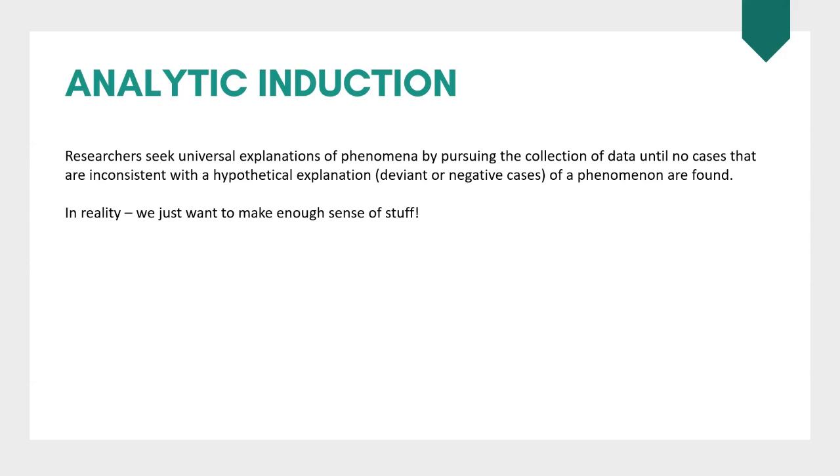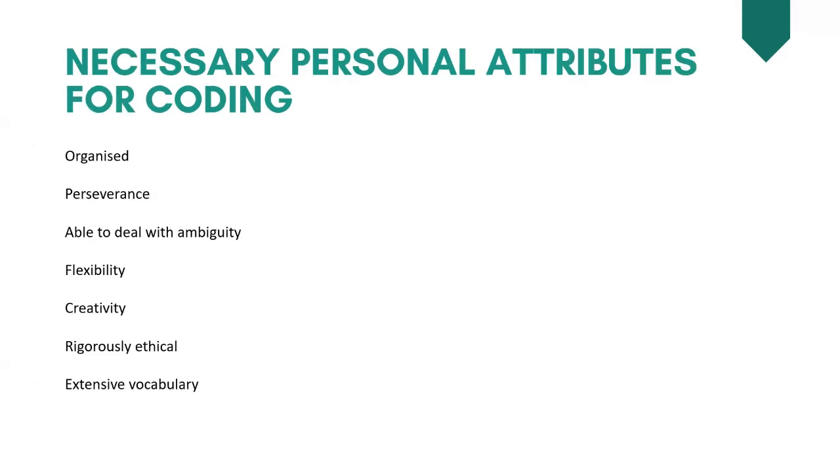In reality, as researchers, we simply want to make enough sense of the stuff that we have in front of us. We've collected data. We've got a whole variety. We've got screeds and screeds of pages of people's comments or our own notes or whatever. What we need to be able to do is work out how we are going to make sense of that. Now, in order to do that, we've got to think about ourselves first. And this is where the necessary personal attributes for coding come in.